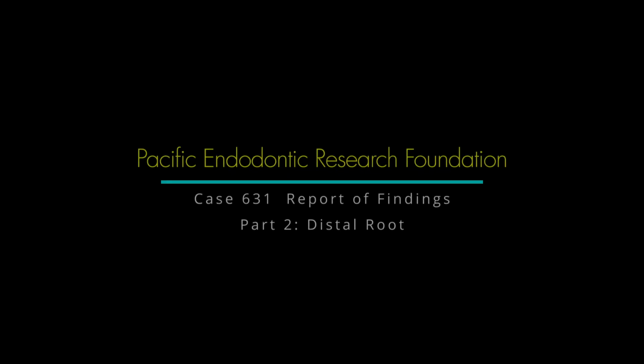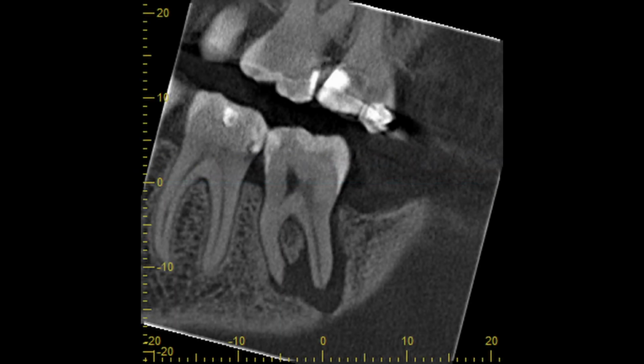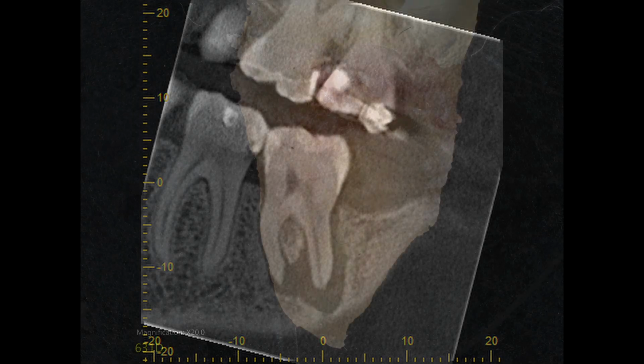This is part 2 of the report of findings on case number 631, the distal root. We covered the mesial root in the prior report. The distal root had a large apical radiolucency, suggestive of both necrosis and possible distal root fracture. The preliminaries of the case were covered in the prior report, and I will not review them here.